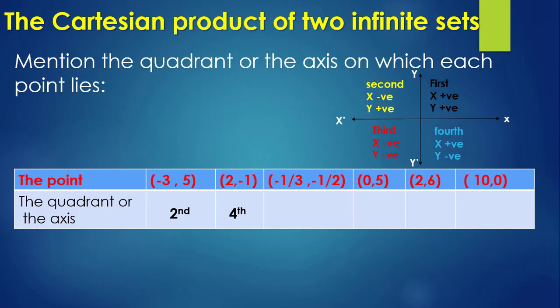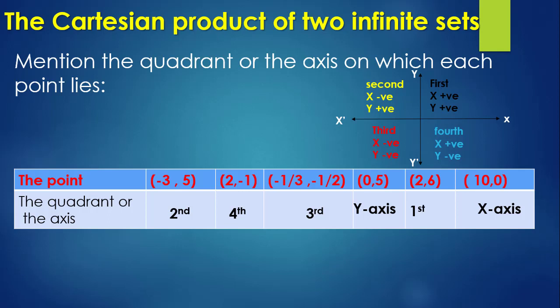Both of them are negative, so this is the third quadrant. X is 0, so y-axis, both positive first. Okay, y is 0, so x-axis. Okay, it's very easy, but you should imagine this figure.